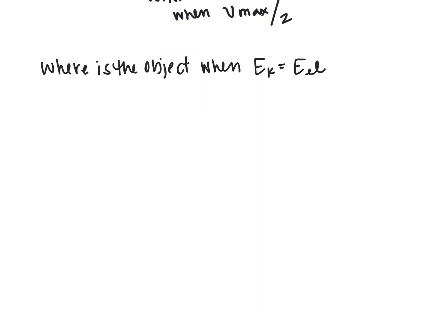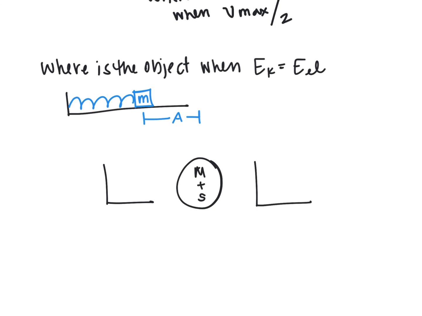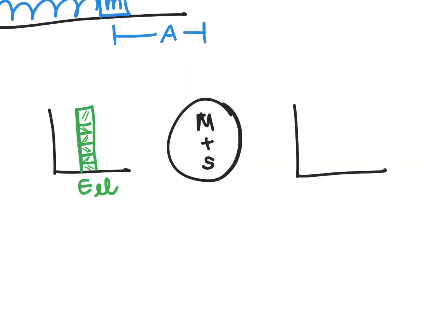So let's look at another case. Where is the object when the kinetic energy and the elastic energy are equal? Again, we're going to release the mass from the amplitude. We'll make an energy bar chart. The mass and the spring are in the system, and initially all the energy is stored as elastic energy. So I have 1, 2, 3, 4, 5, 6 bars of energy. And in this case, the energy later will be equal kinetic and elastic. Then I'll make this my elastic energy later, and this is my kinetic energy later. So I've got 3 bars of each.